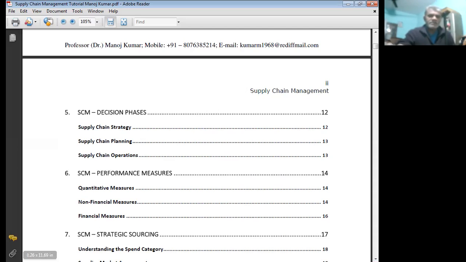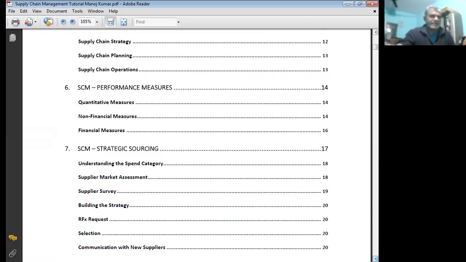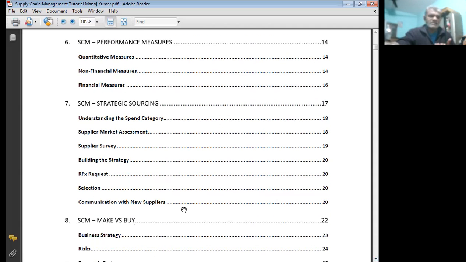Then supply chain strategic sourcing: understanding the spend category, supplier market assessment, supplier survey, building the strategy, RFX request, selection, and communication with the new suppliers. These are the strategic sourcing issues for supply chain management. Do the supplier survey, do the supplier market assessment, understand the spend category, build the strategy, RFX request, selection, communication with the suppliers.